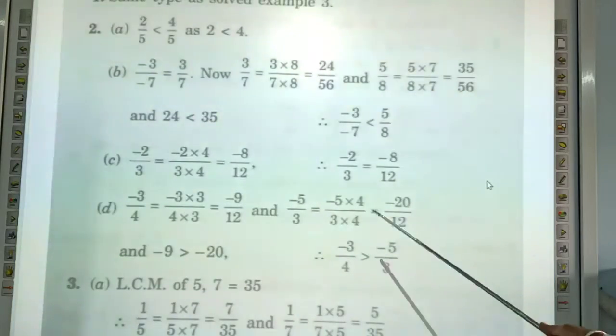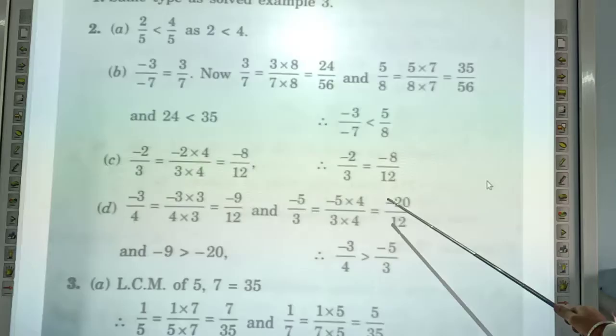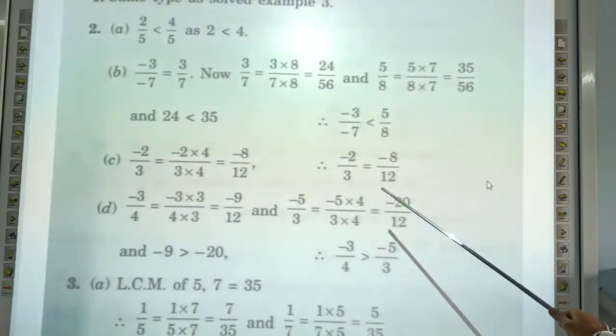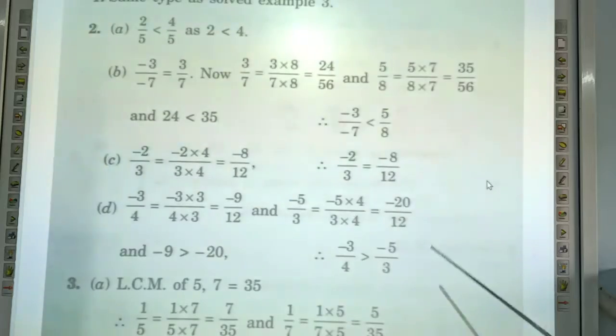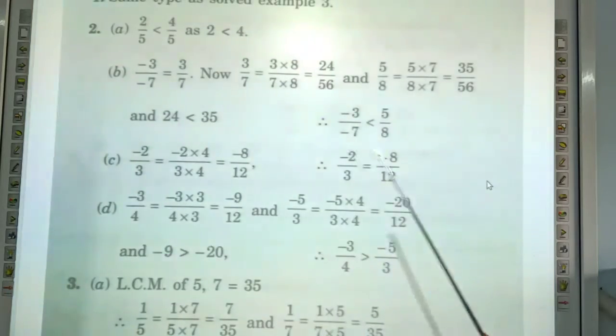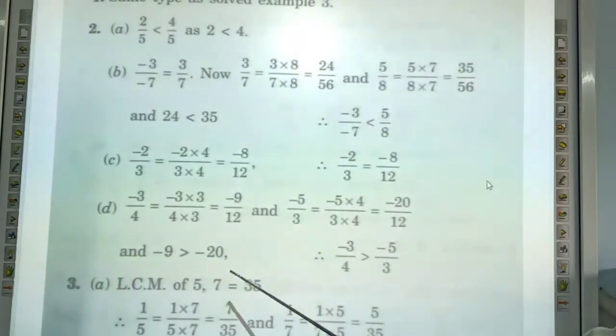Coming to part D, minus 3 upon 4, both are multiplied by 3 here, we get minus 9 upon 12, and minus 5 upon 3 multiplied by 4 upon 4 to obtain the denominator 12. How do we get 12? By multiplying 4 upon 4. So, minus 5 into 4 is minus 20, and 3 into 4 is 12. We get minus 20 upon 12, and then we come to know that minus 20 is less than minus 9. We are comparing the numerator part, and when minus 20 is less than minus 9, it means minus 20 upon 12 is less than minus 9 upon 12. Minus 20 upon 12 means minus 5 upon 3, and minus 9 upon 12 means minus 3 upon 4. So minus 5 upon 3 is less than minus 3 upon 4.